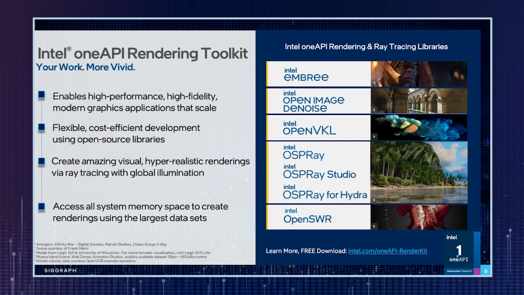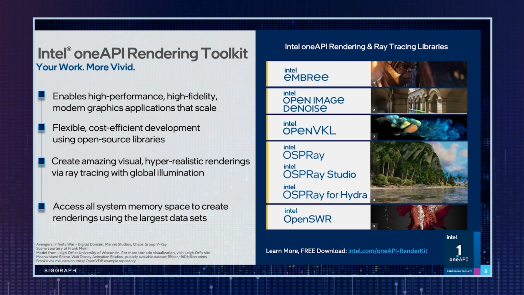Open Image Denoise, the best, highest fidelity rendering, or denoising rather, on the planet. Open Volume Kernel Library, you'll see that used much more often in the coming days. And then Intel OSPRay, bringing it together with components based on it, like OSPRay Studio, which allows you various mechanisms to create workflows for visualization and high fidelity path trace rendering.